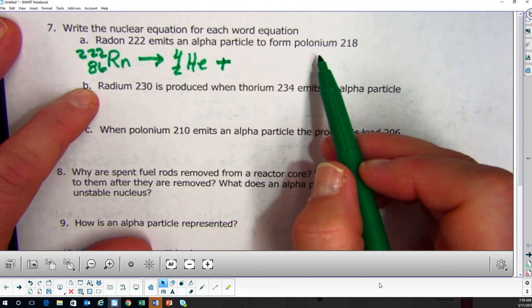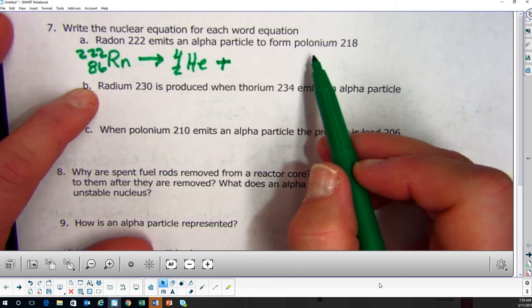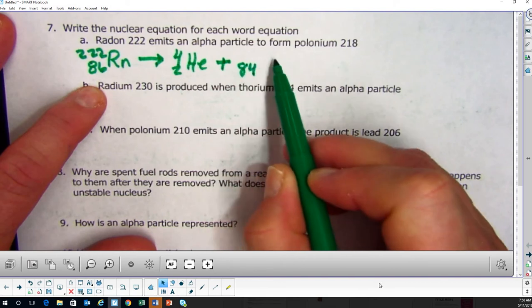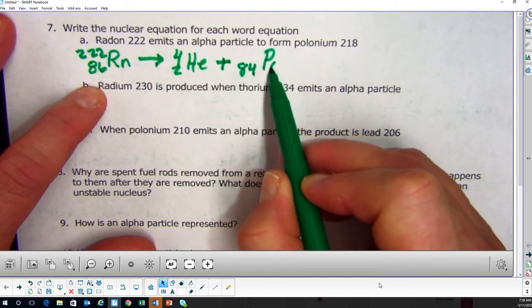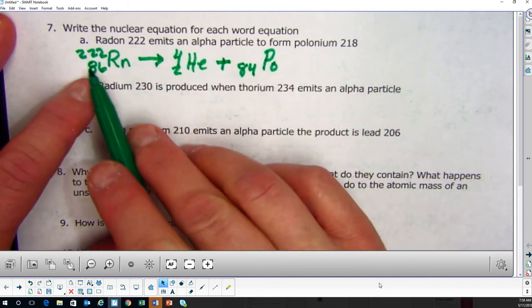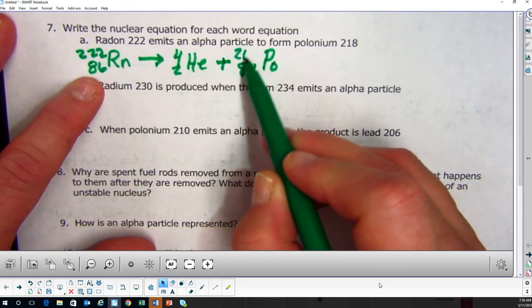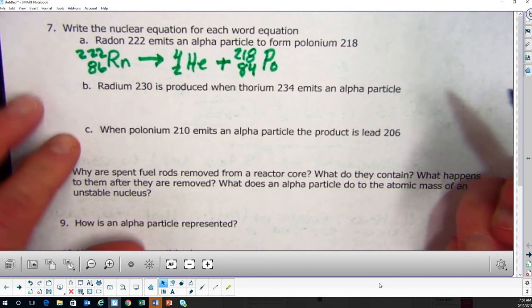Polonium. What is polonium? It's 84. And what's the symbol? Po. And what am I going to put on the top here? Well, 222 is equal to 4 plus 218. Done.